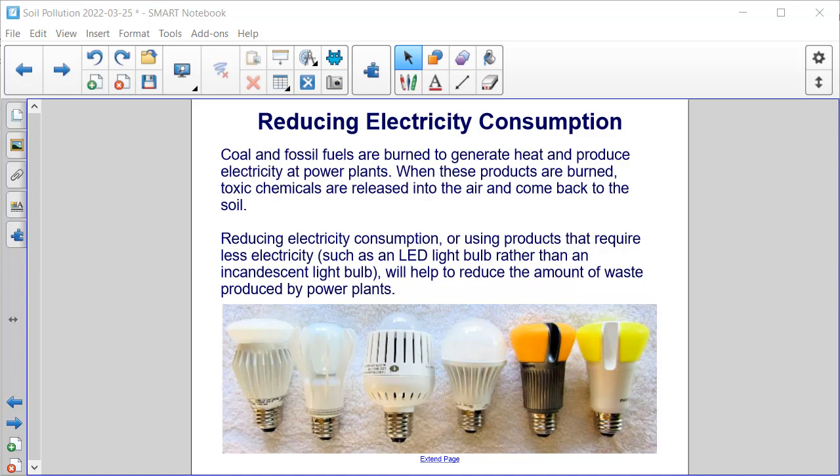Reducing electricity consumption. Coal and fossil fuels are burned to generate heat and produce electricity at power plants. When these products are burned, toxic chemicals are released into the air and come back to the soil. Reducing electricity consumption or using products that require less electricity, such as an LED light bulb rather than an incandescent light bulb, will help reduce the amount of waste produced by power plants.